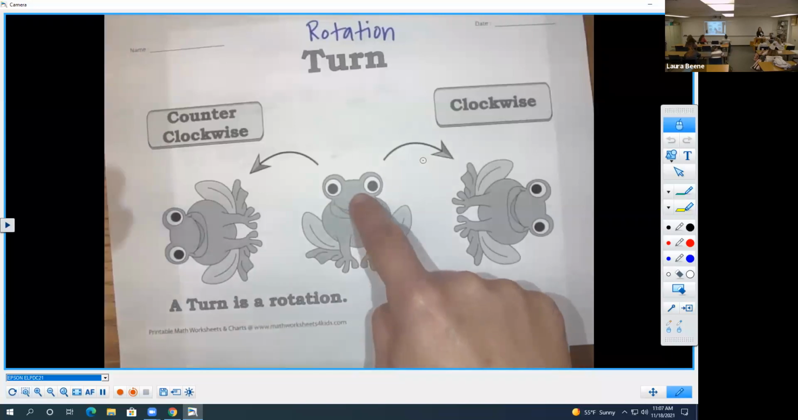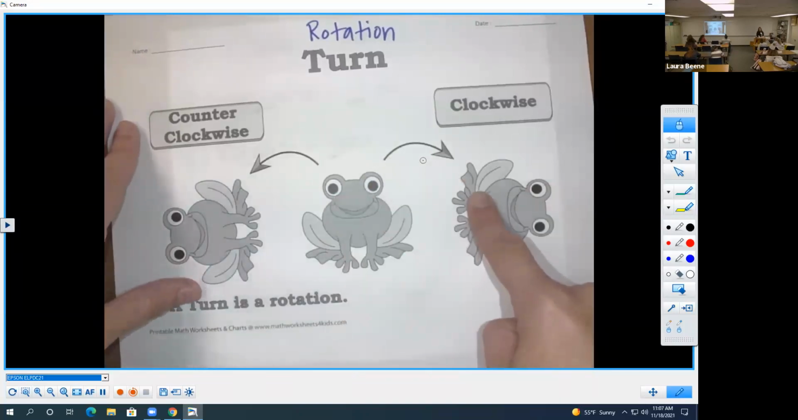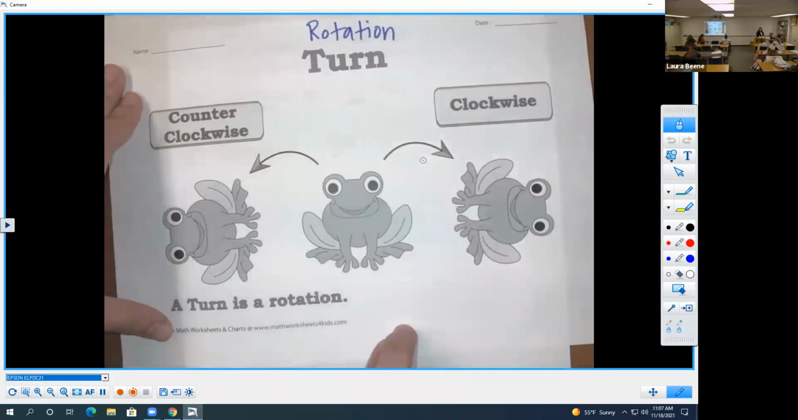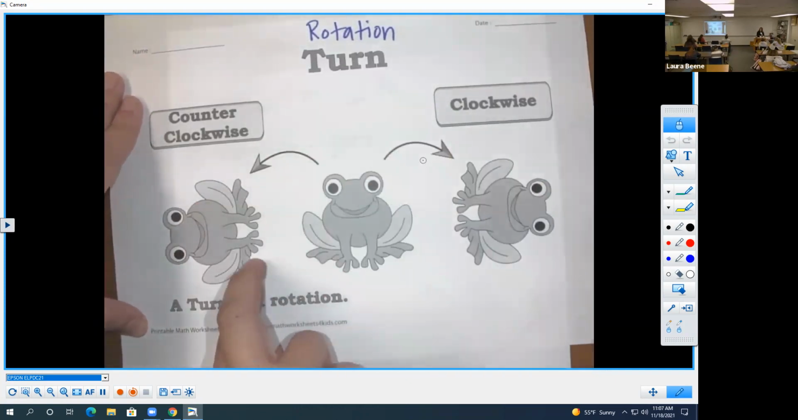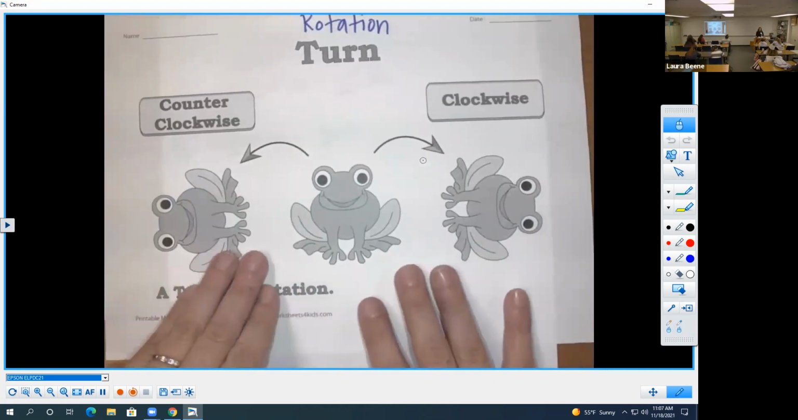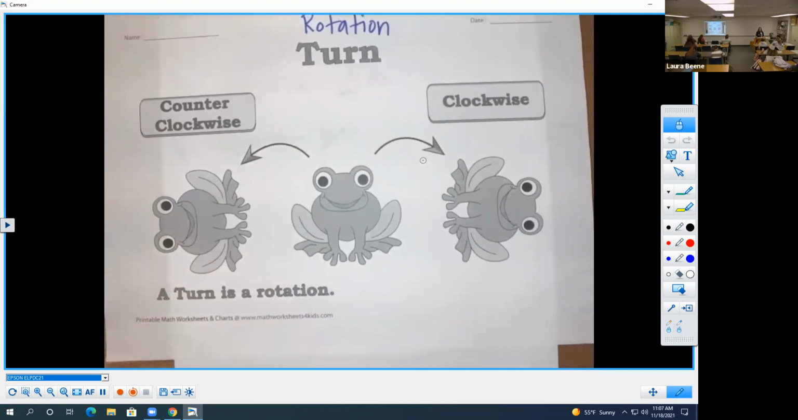You could also do this with degrees. This is a 90-degree turn. A 180-degree turn would be all the way down. 360 degrees would be all the way back up. 270 degrees would be three-quarters of a turn. We're not going to do the degrees, but rotations can be done a few different ways.